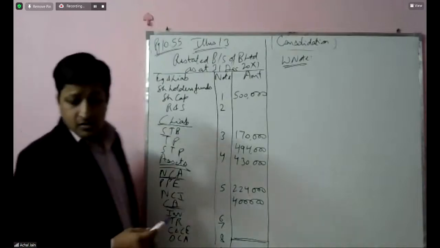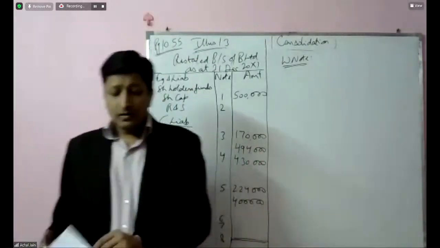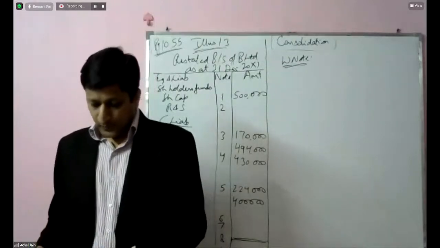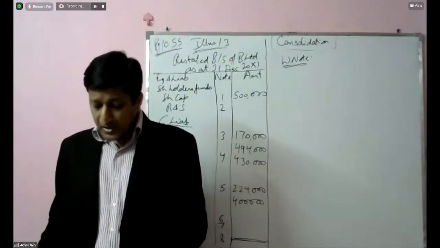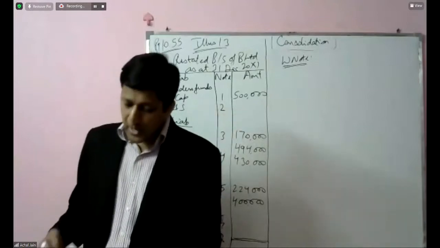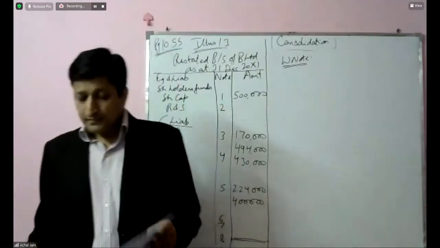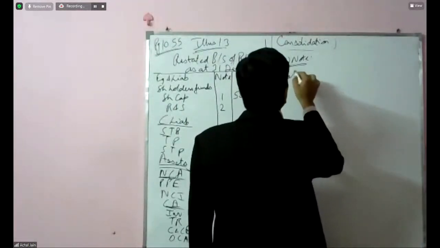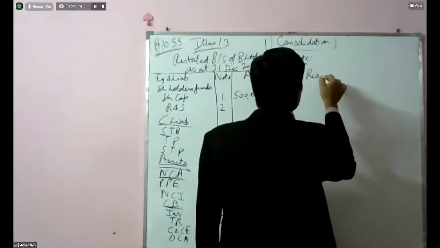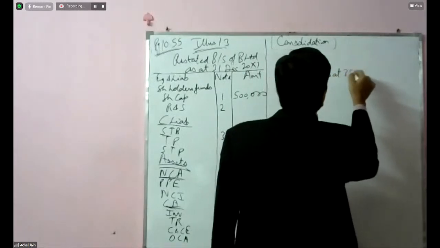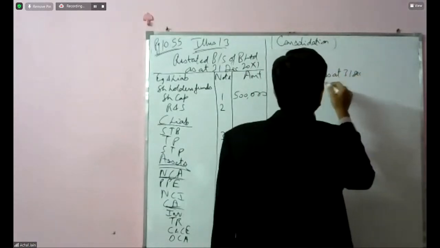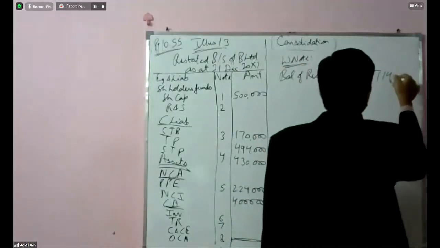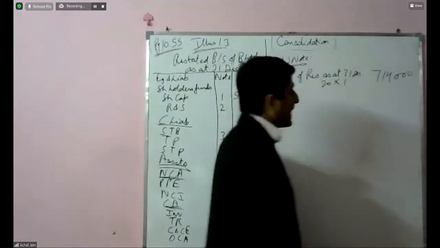Okay, so we'll start with the balances of reserves. The balance of reserves as at, sorry, this is not 31st March, 31st December, is 7,14,000.